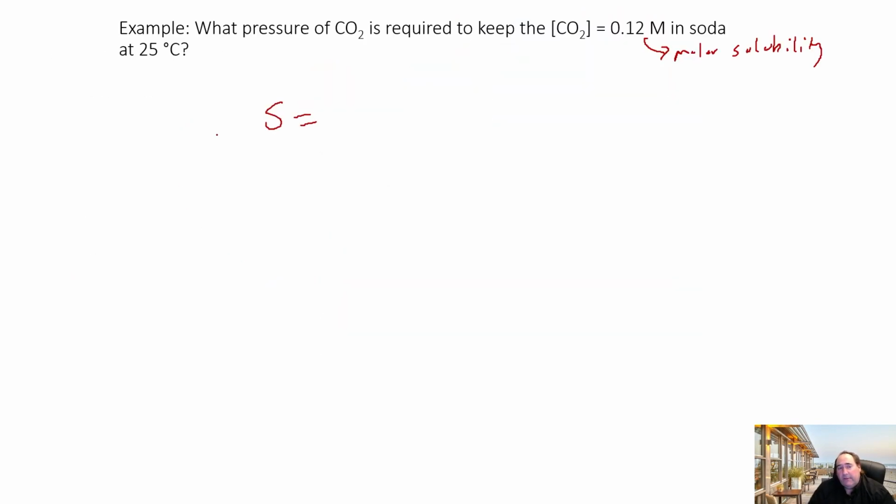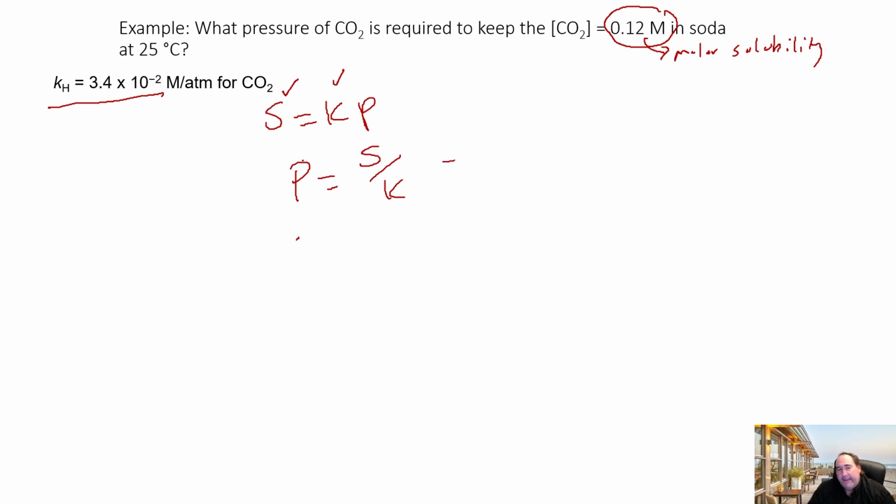Thus the molar solubility is equal to K times P. That's the molar solubility equals K times P. And this K value is Henry's law constant, and that is this value here. Molar solubility is basically the molarity of our soda. So if we solve for the pressure, it'd be S over K, which would give us 0.12 molar divided by 3.4 times 10 to the minus 2 molar per atmosphere. When you divide, the units flip and the molar units cancel, leaving atmospheres as our pressure here. 0.12 divided by 3.4 times 10 to the minus 2.